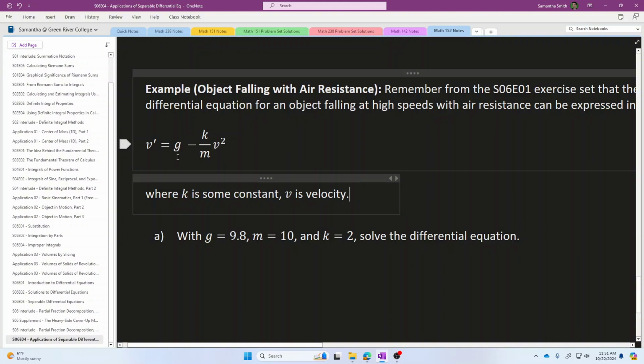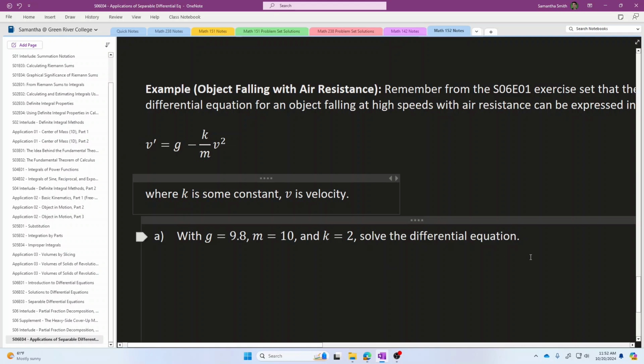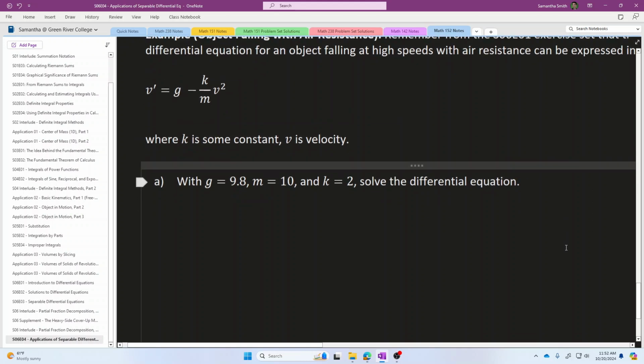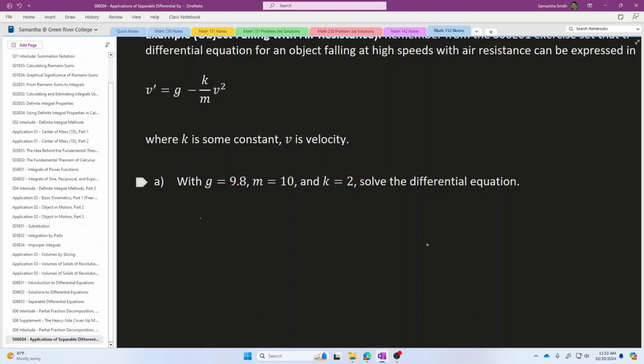If you express the differential equation for this object in this format in terms of the object's velocity, you end up with a separable differential equation. And to show that, let me give us a couple of specific values of g and m and k, and let us try to solve this differential equation. Here, if g is given by 9.8 units, I have a mass of 10 units and a k value that's equal to 2. I'll start by plugging those values into the equation.